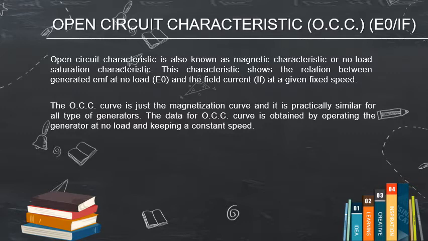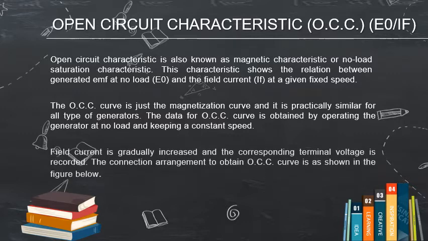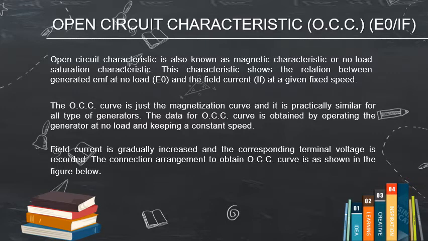The open circuit characteristics curve is just the magnetization curve, and it is practically similar for all kinds of generators. The data of the OCC curve is obtained by operating the generator at no load and keeping a constant speed. Field current is gradually increased and the corresponding terminal voltage is recorded. The connection arrangement to obtain the OCC curve is shown.